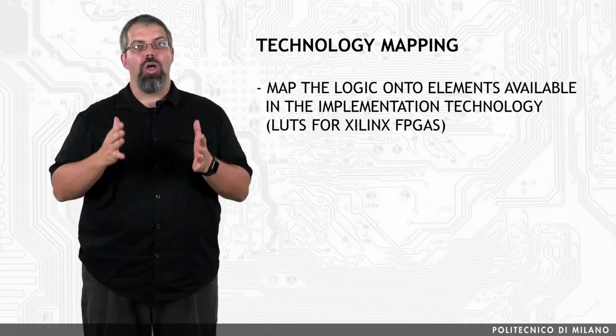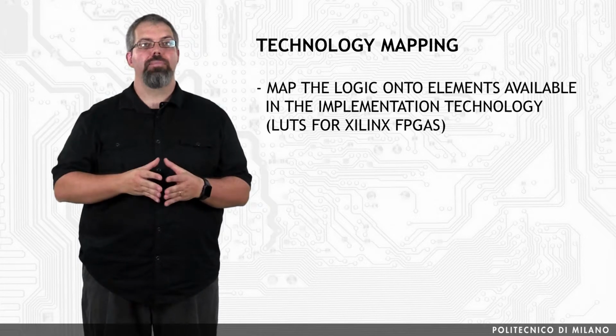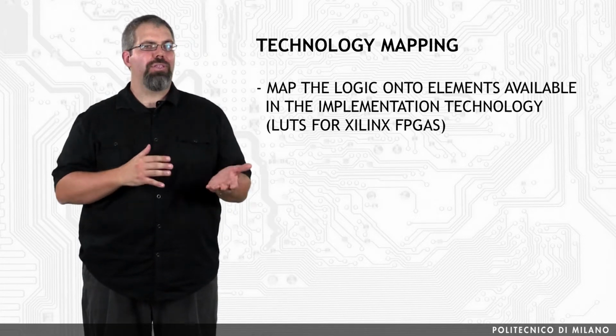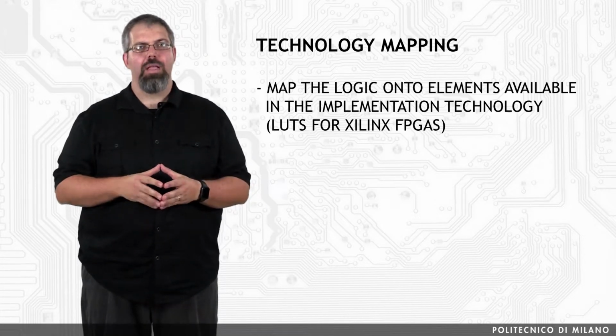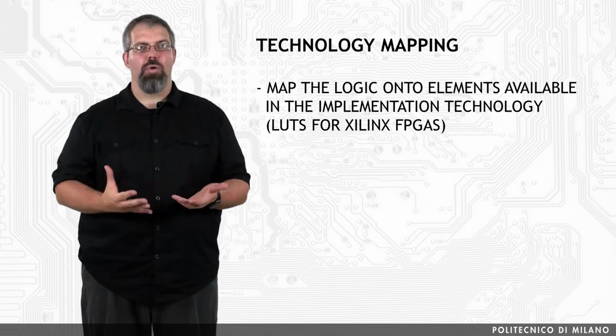In other words, we are interested in knowing how to map the logic onto the elements available in the implementation technology, LUTs for Xilinx FPGAs. Because of this, the phase is called technology mapping. The output of the technology mapping phase is a netlist. Therefore, we can see technology mapping as the process of describing a circuit with a netlist that consists of only gates belonging to a specific technology library.